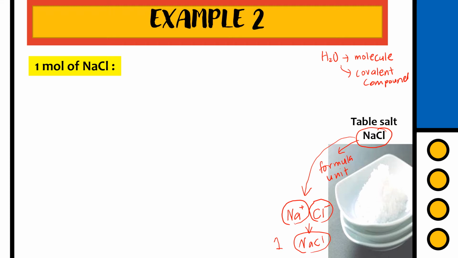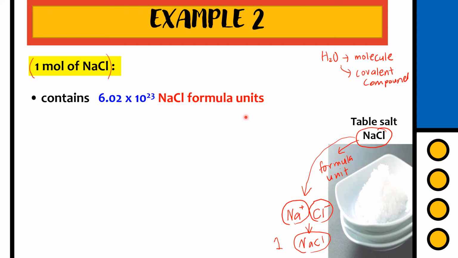Okay, jadi kalau kita cerita tentang 1 mole of NaCl, apa yang kita ada dekat sini? 1 mole of NaCl will contain 6.02 times 10 to the power of 23 NaCl formula units. Okay, so dekat sini kita gunakan perkataan formula units.